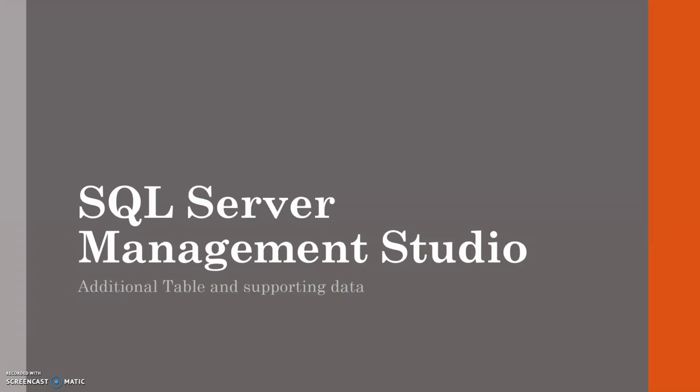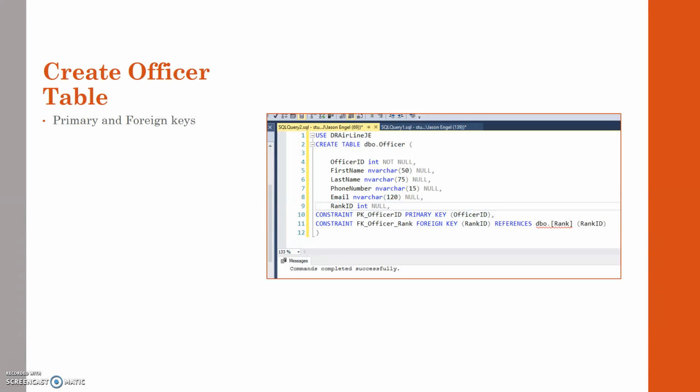Here's my SQL Server Management Studio. Creating the officer table. For my officer table, I have their ID, first name, last name, phone number, email, and their rank ID that I created because the rank table is connected to the officer table. So the primary key for this table is the officer ID, and the foreign key is the rank ID from the rank table.